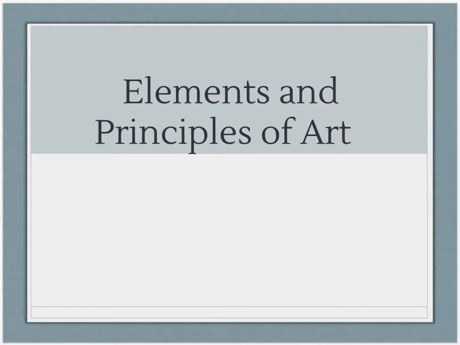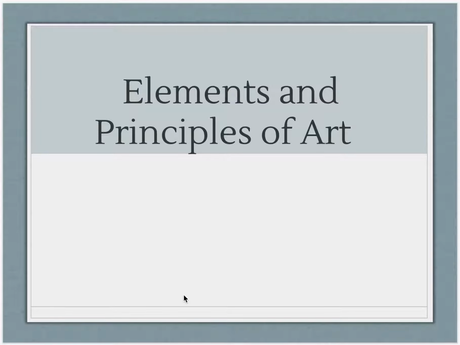So if we're thinking about making brownies, those would be the brownie mix, the eggs, oil, water. Those are all of our ingredients. Those are our elements. And then our principles are the rules or the recipe that we use to mix all of those things together to create art. So elements are ingredients and principles are the rules or recipes.